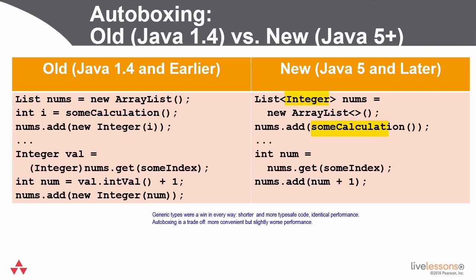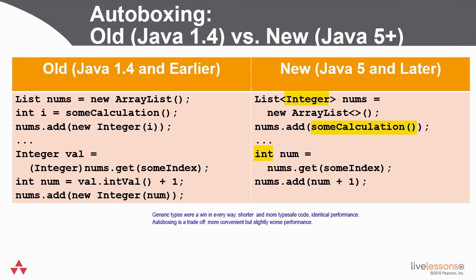and some calculation returns an int, it's okay. I'll convert automatically behind the scenes. And if you try to assign it to an int, even though the entries in the list are of type Integer, the box type, the wrapper type, it'll convert automatically. This is very convenient, but there is a cost.